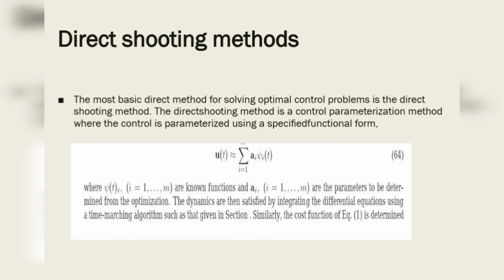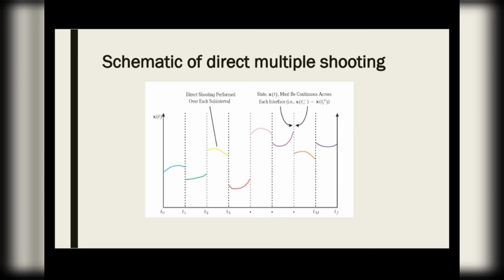Now let's see the direct shooting methods. The most basic direct method for solving optimal control problems is the direct shooting method. The direct shooting method is a control parameterization method where the control is parameterized using a specified functional form. Here is a schematic of direct multiple shooting.